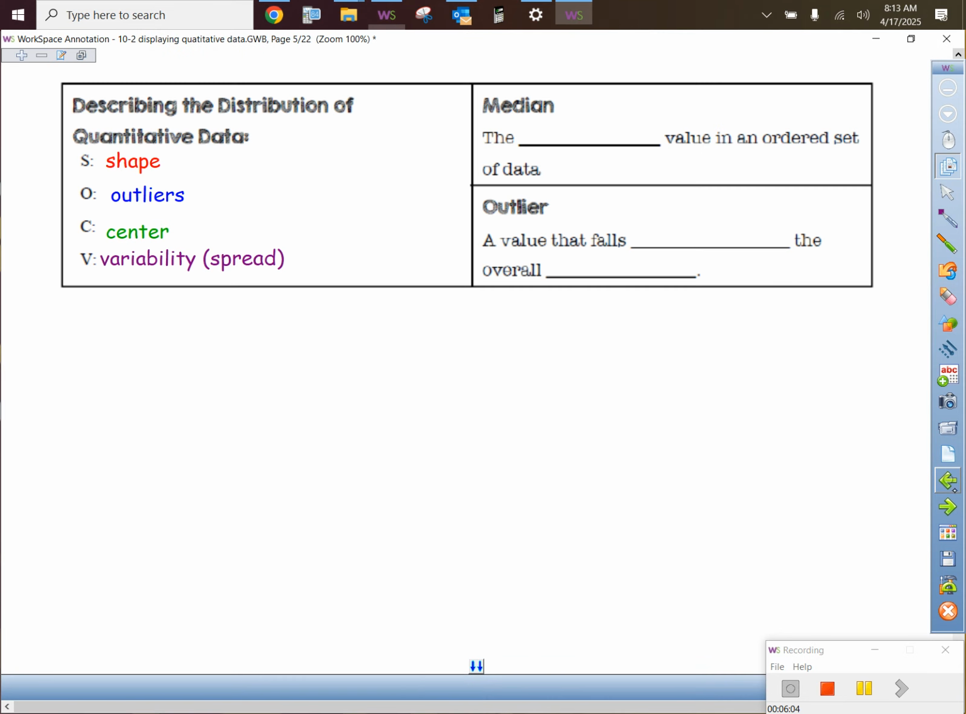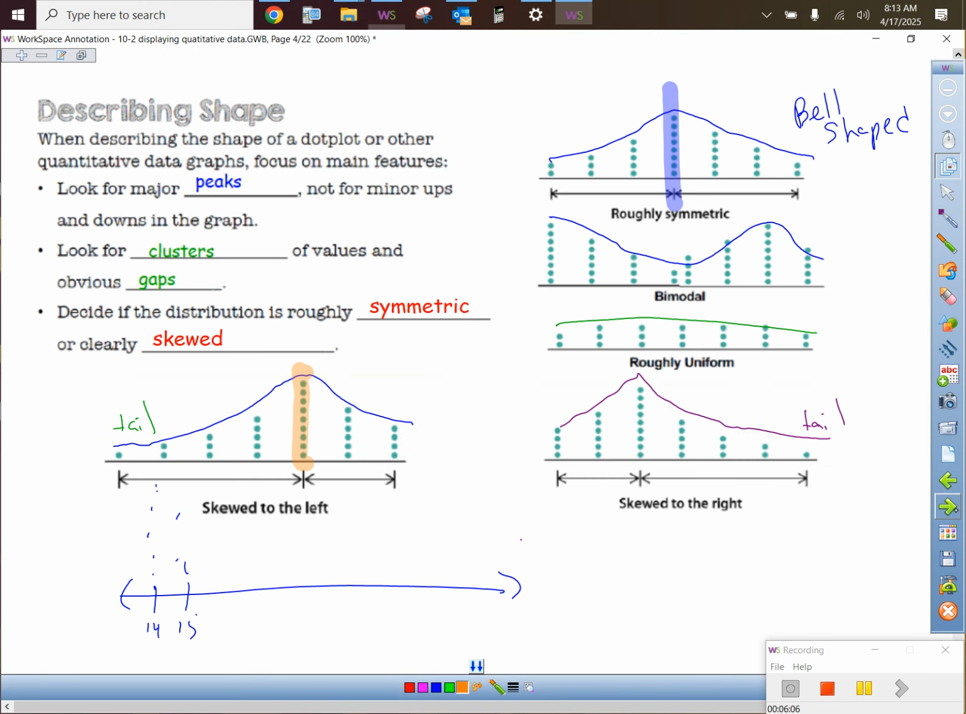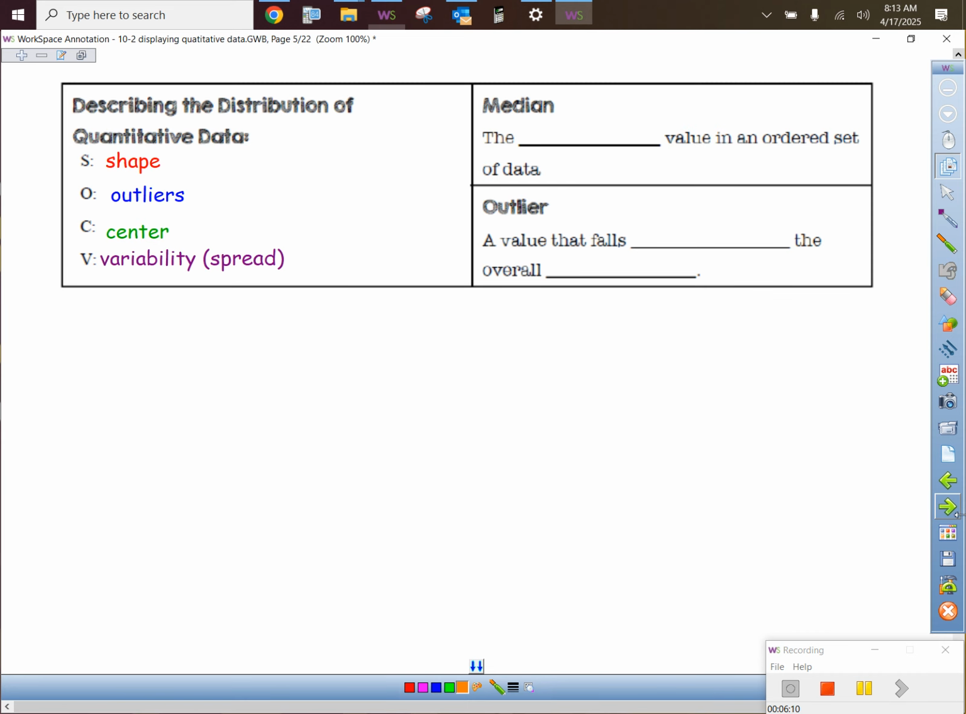So we've got all our data. Let me see what we want next. So we got all that. Let's try this out. If they ever ask us to describe the distribution, we're going to do what I call SOCV. You see the S-O-C-V? It's an abbreviation for, we want to describe the shape. So that would be, hey, fairly symmetric, skewed left, skewed right kind of stuff. That's the shape of a graph.